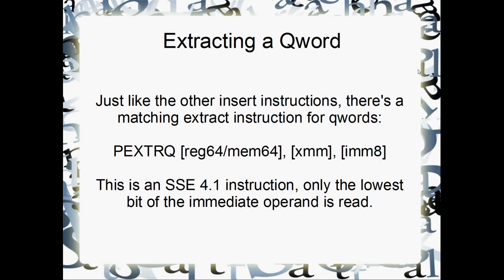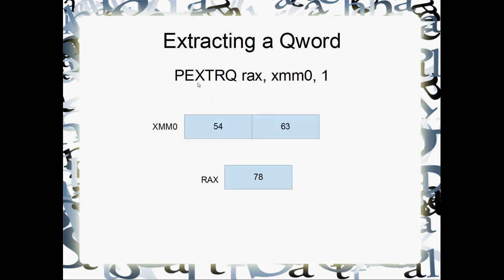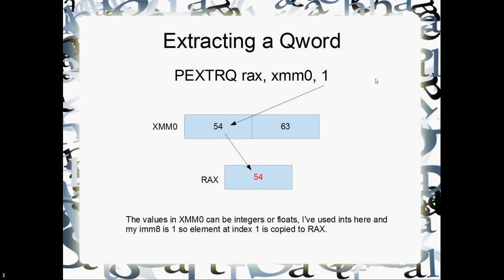Of course, we've got extracting Qwords as well, and that works in almost exactly the same way as the previous extracting instructions. This one's going to grab 54 from XMM0 and store it in RAX. Look at that. There we go.